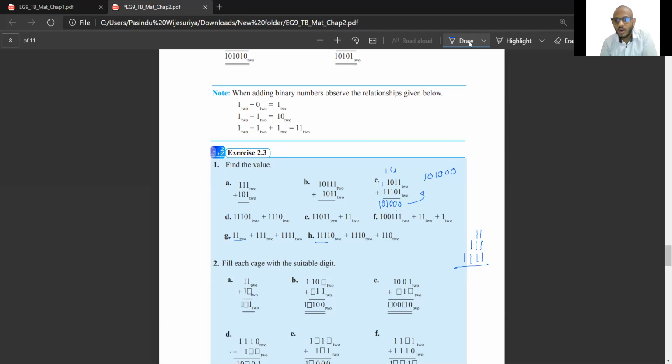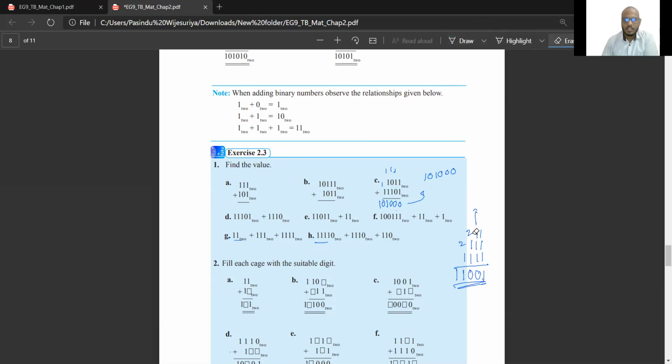Let's see. 1 1 1 is 1, and you put 1 here. So there are 1 2 3 4 ones. So you put 0 and you carry 2 to the other side. So 2 plus 1 is again 4, you put a 0 and you carry 2 to the other side. 3 means 1, and you carry 1 to the other side, is this. I hope you understood it.